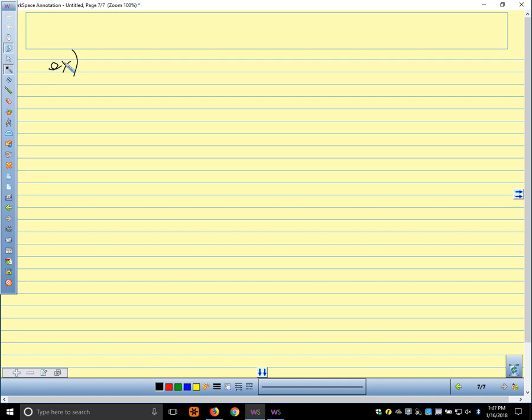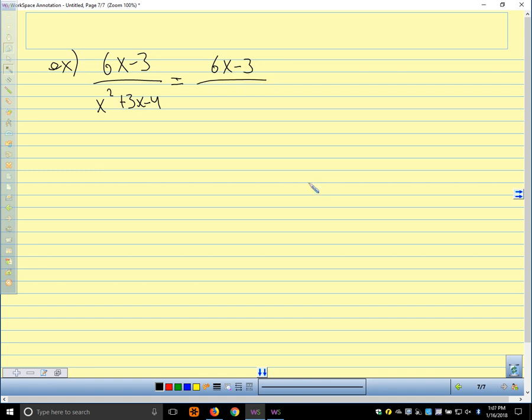We get our problem down to something that looks like this: 6x minus 3 over x squared plus 3x minus 4. So what's our first step here? We have to factor. So how's this going to factor? x plus 4, x minus 1. I'm going to include a partial fraction for the x plus 4 and include a partial fraction for the x minus 1.